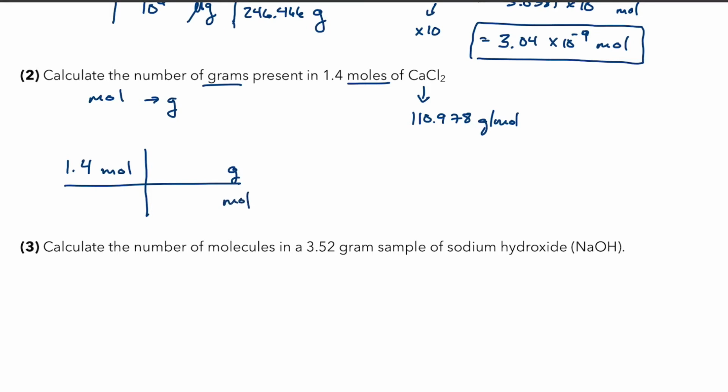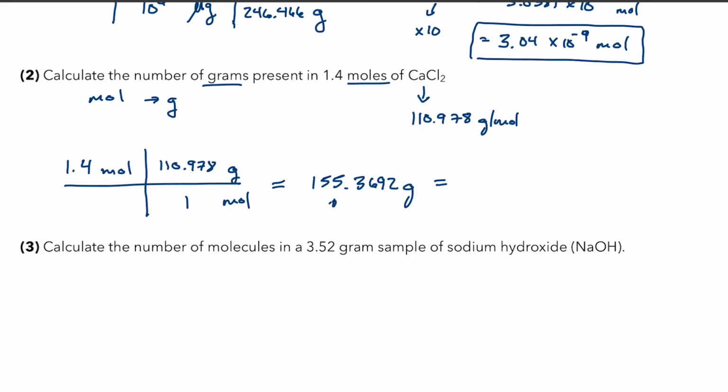Grams to moles. Grams in this case is what we calculated, 110.978, and that's per 1 mole. So then we just need to multiply it by 1.4, and we get that the answer is 155.3692 grams. Now, of course, that's not the correct sig figs. My answer gave me 2. Now, this is where you have an option. So 2 sig figs.